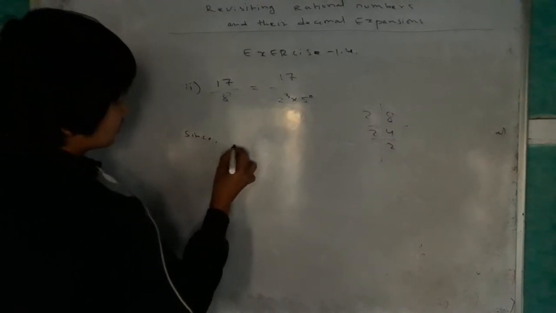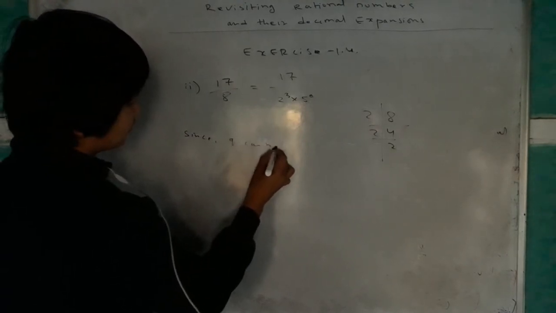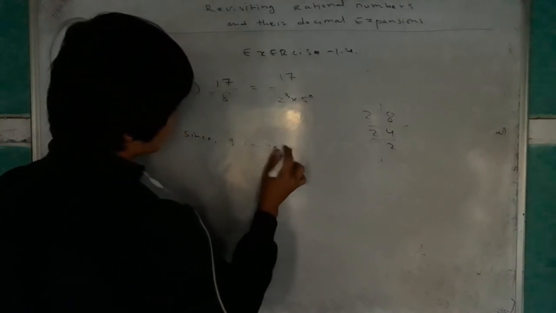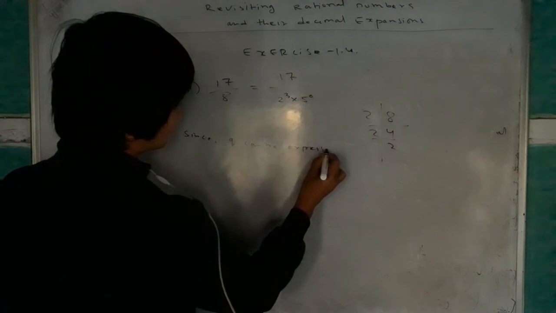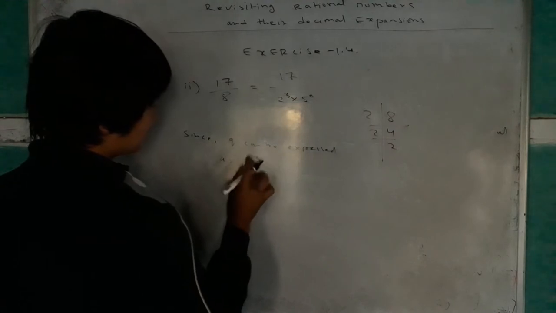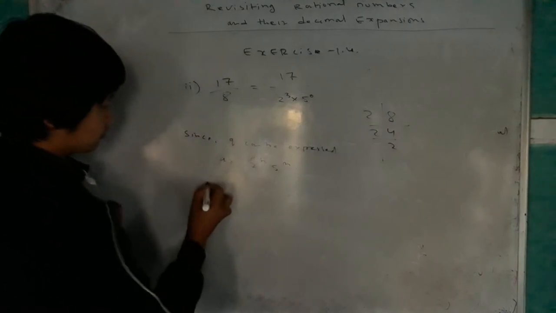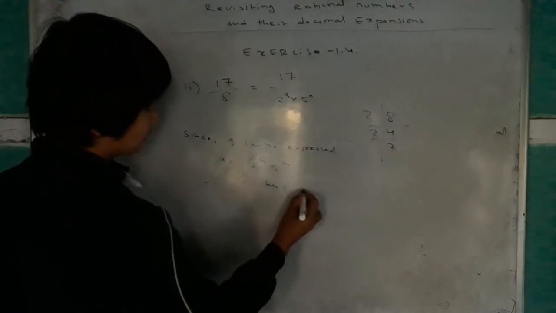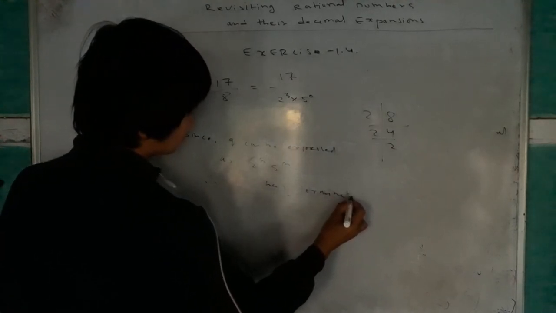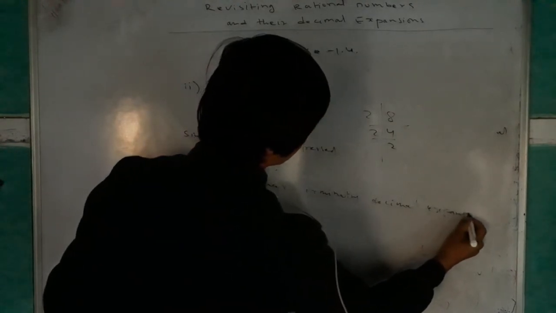Since q can be expressed as 2 to the power n, 5 to the power m, therefore it has a terminating decimal expansion. Okay, it is in the form, so it will terminate. Okay, so next question.